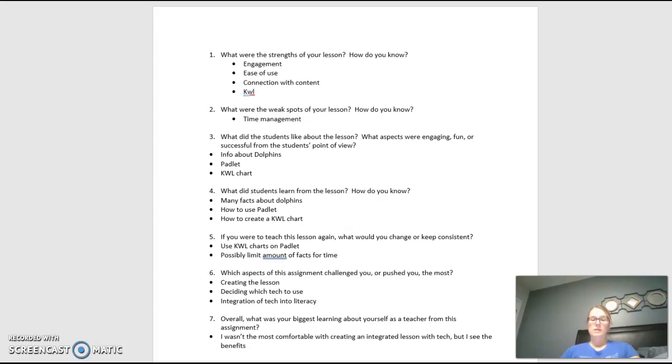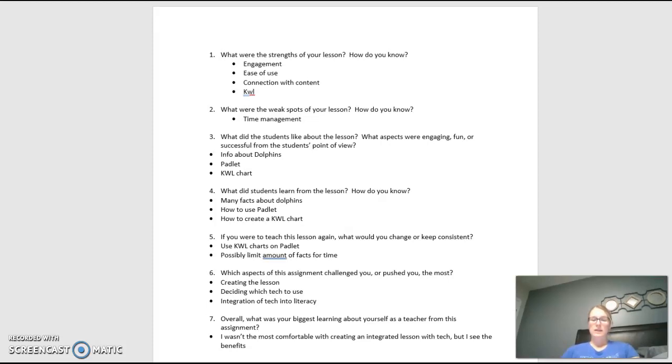Number two, what were the weak spots of your lesson? I felt time management. My lesson went a lot longer and I recorded a lot more than I wanted to. And a lot of that had to do with looking at how grammatically correct she was as well. Maybe I shouldn't have done that so much. And then also she just was having so much fun, so I didn't want to stop her, but maybe a little more control on that aspect.